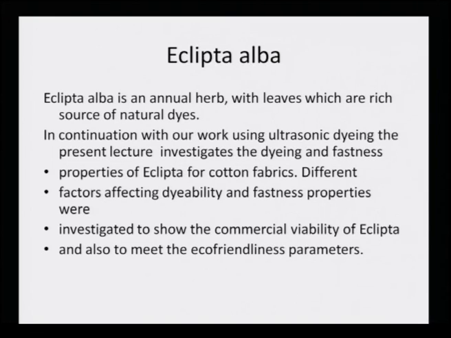So, Eclipta alba is an annual herb with leaves which are a rich source of natural dyes. In continuation with our work using ultrasonic dyeing, the present lecture investigates the dyeing and fastness properties of Eclipta on cotton fabrics. Different factors affecting dyeability and fastness properties were investigated to show the commercial viability of Eclipta and also to meet the eco-friendliness parameters.